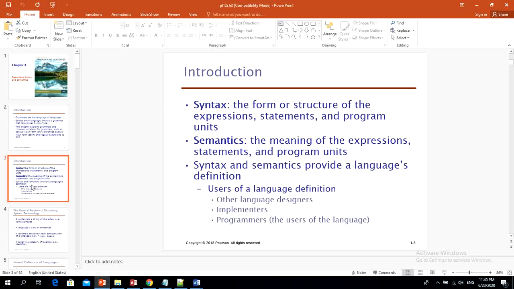Who uses these definitions? This kind of definitions of syntax and semantics are used by language designers, by implementers, and by those programmers who design applications using this language. So they have to understand these kinds of definitions.